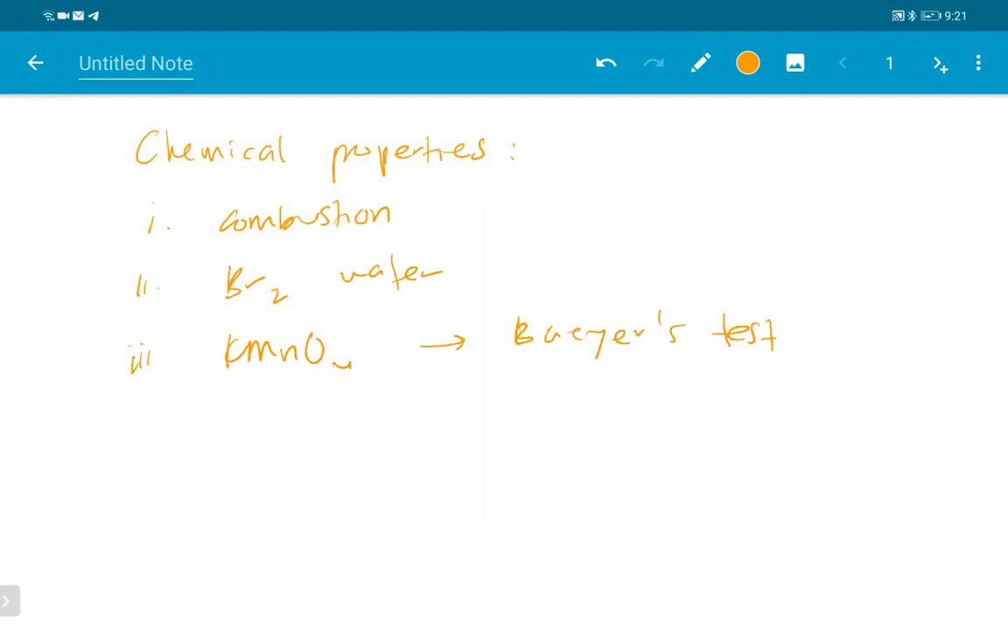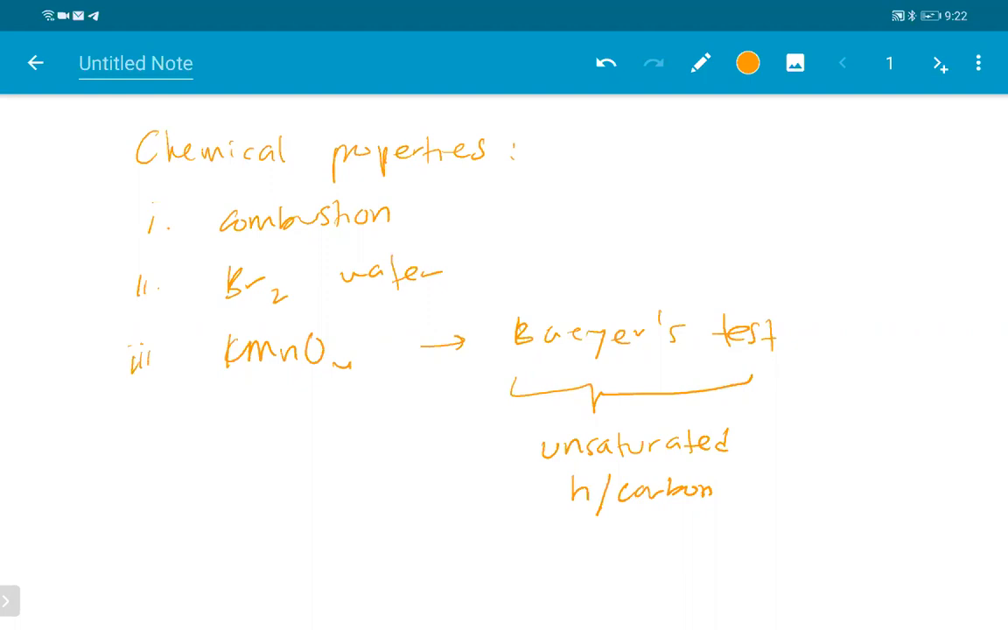Baeyer test ni in general is a chemical test, a visual test, to test unsaturated hydrocarbon. Hopefully you guys ingat lagi pasal saturated dengan unsaturated. Saturated contohnya alkane, because it already has 4 single bonds, while unsaturated is like alkene and alkyne because they have multiple bonds. Untuk alkene kita ada double bond, untuk alkyne we have triple bond.